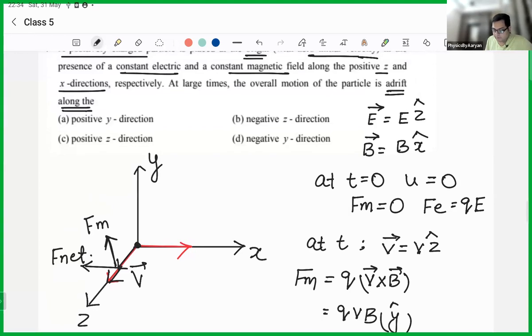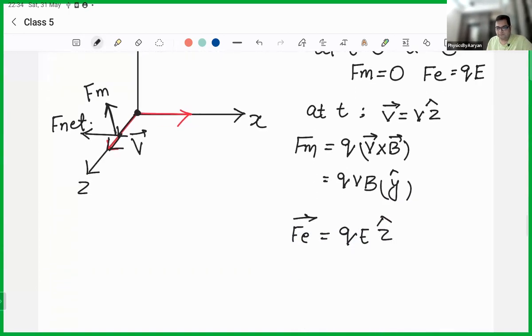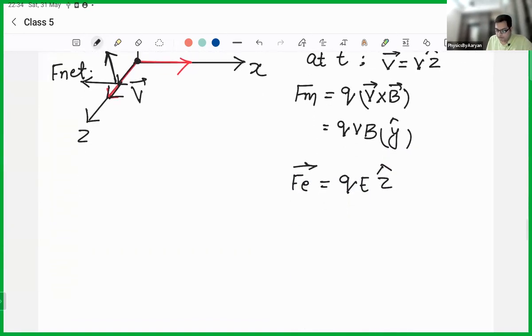At larger times, make the time large. So this is a point where you have to think here. The time has been very large. Now what will happen? So the time is large. Okay. तो क्या हो रहा है? Let me show you now.